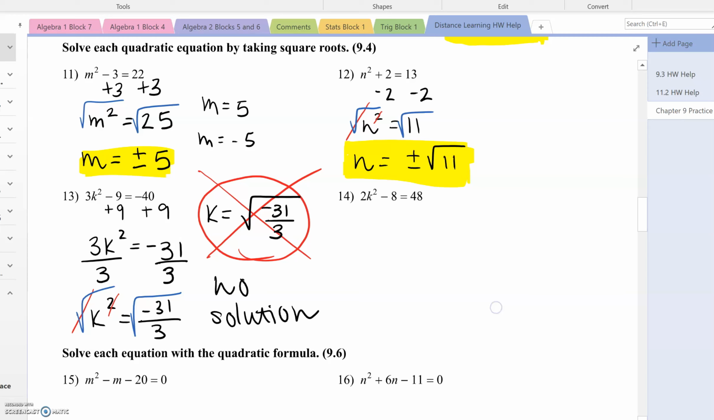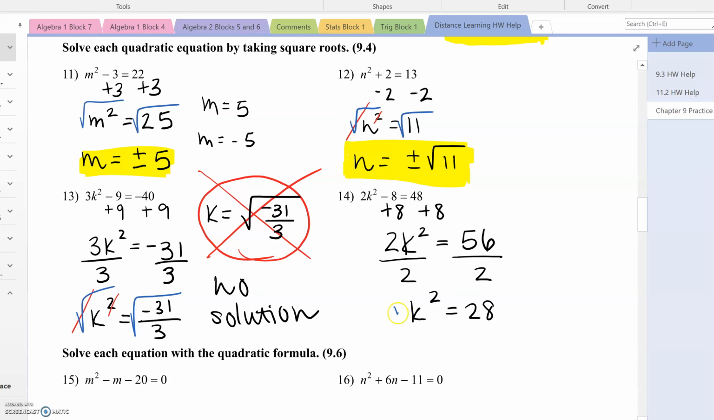And our final problem from section 9.4, again, we're trying to get the variable completely by itself. So we're going to add 8 to both sides first. So I have 2k squared equals 56. Now, again, trying to get the variable by itself. So I'm going to divide both sides by 2. I get k squared is 28. Okay, so we want to get the k completely by itself.